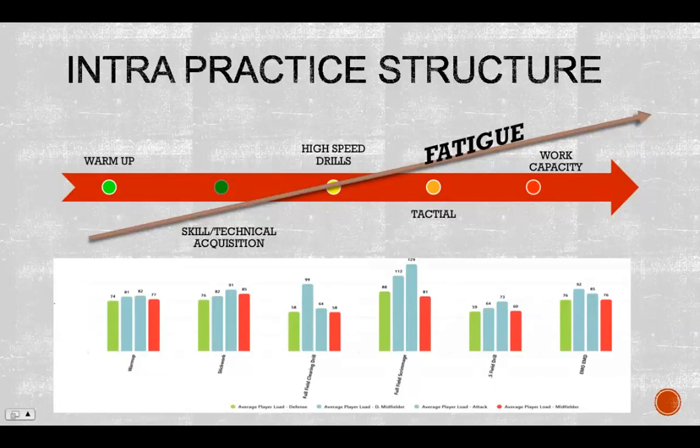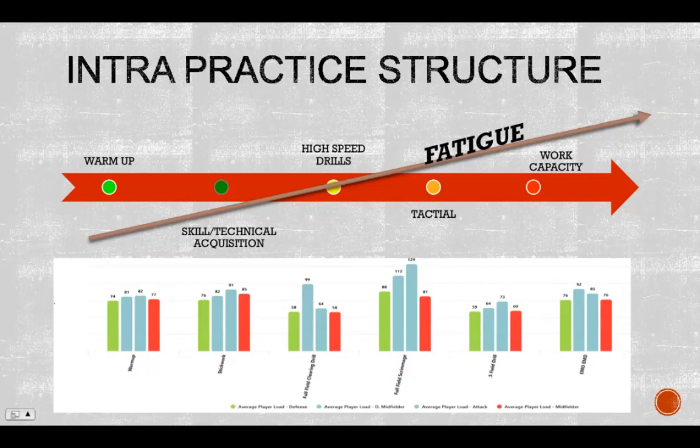So this graph kind of shows us what a typical rough outline of a practice will look like. As you can see, as the practice goes on, it doesn't take a rocket scientist to know that fatigue is going to set in and increase throughout the practice. So what that means is after warm-up, we want to do our skill and technical acquisition at the start of that day when the athlete's fresh, the same way that we would structure a lifting session where you put your jumps, plyometrics, your explosive movements, your speed work at the start. You don't do that stuff under fatigue. So it's kind of the same concept here.